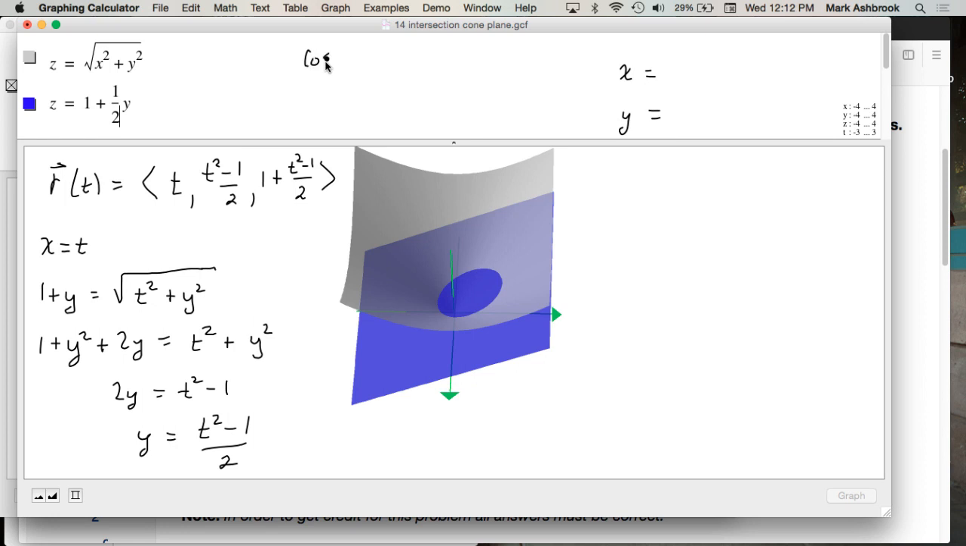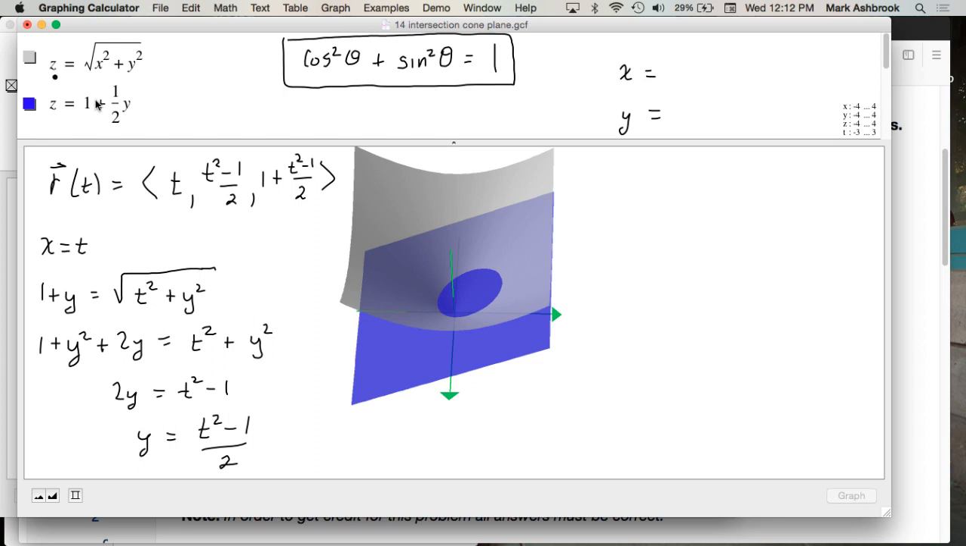Cosine squared of an angle plus sine squared of an angle equals 1. So when you parameterize with cosine and sine, this has to be true with the relationships of your surfaces. So I'm not just going to say x equals cosine t and y equals sine t and solve for z, because that might not keep this relationship true. This has to be true as well as your surfaces when you parameterize in cosine.